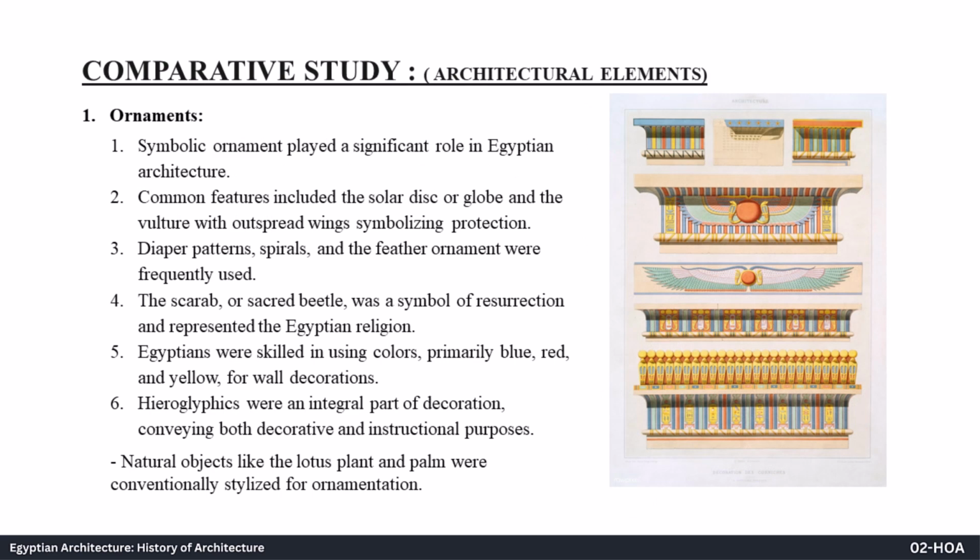Ornaments. Symbolic ornament played a significant role in Egyptian architecture. Common features included the solar disk or globe and the vulture with outspread wings symbolizing protection. Diaper patterns, spirals, and the feather ornament were frequently used. The scarab, or sacred beetle, was a symbol of resurrection and represented the Egyptian religion. Egyptians were skilled in using colors, primarily blue, red, and yellow, for wall decorations. Hieroglyphics were an integral part of decoration, conveying both decorative and instructional purposes. Natural objects like the lotus plant and palm were conventionally stylized for ornamentation.